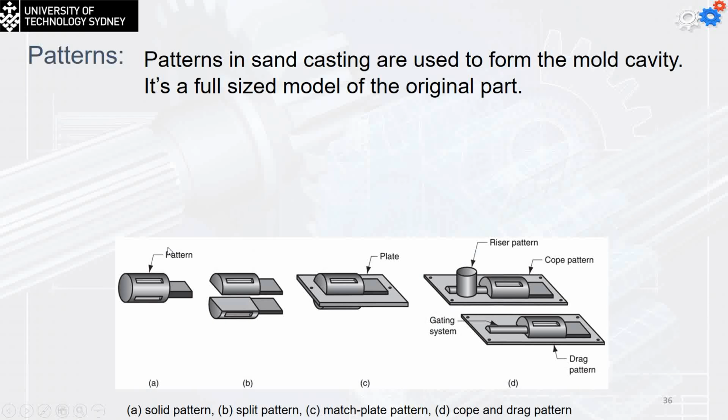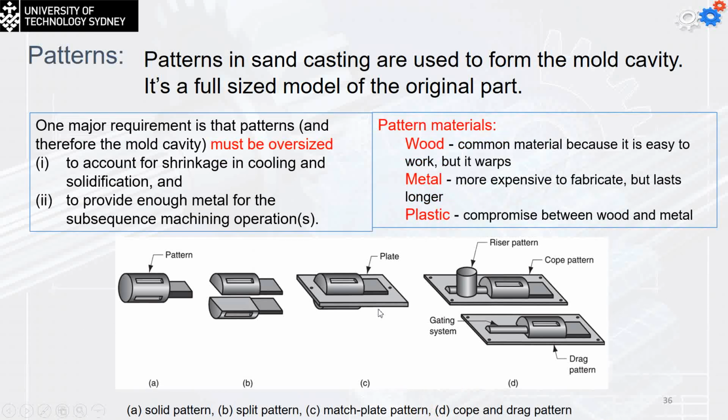Now the patterns in sand casting are used to form the mold cavity, and it's a full-size model of the original part, slightly oversized. So the pattern can be either a solid pattern or a split pattern, or it can be a match plate pattern, and it can be a cope and drag pattern.